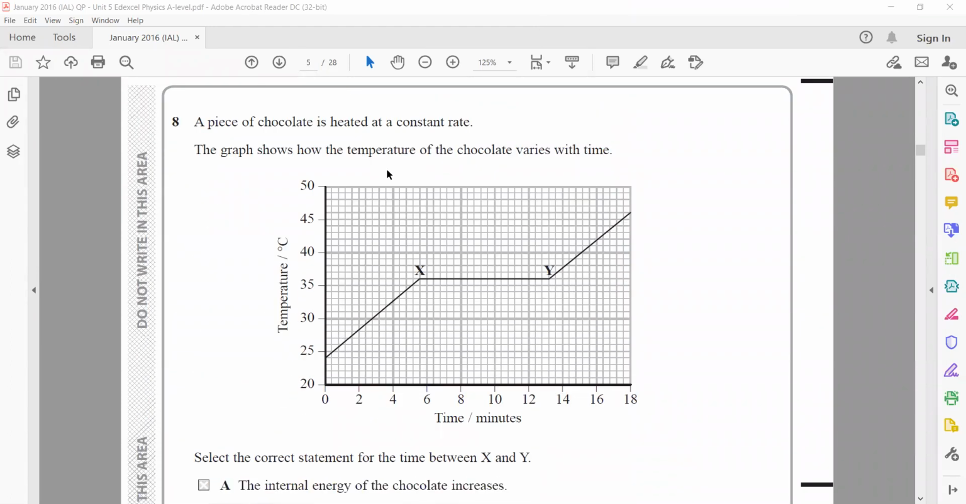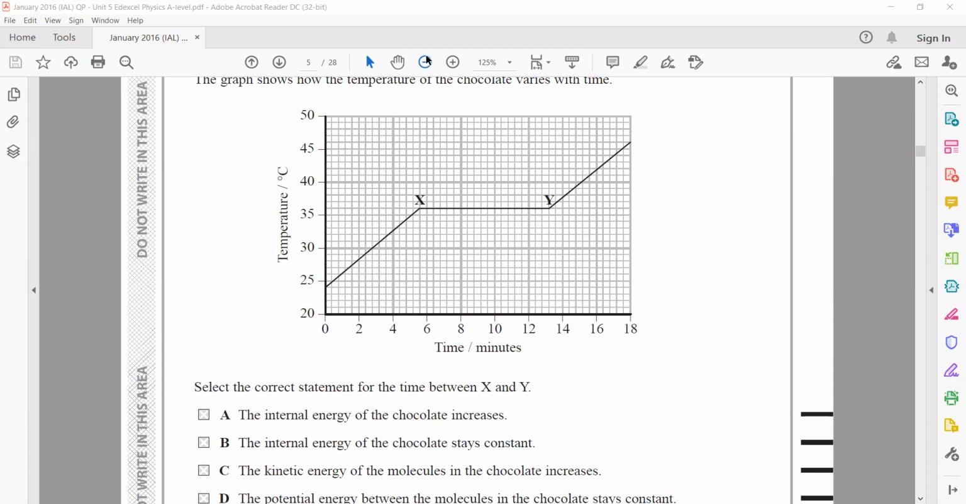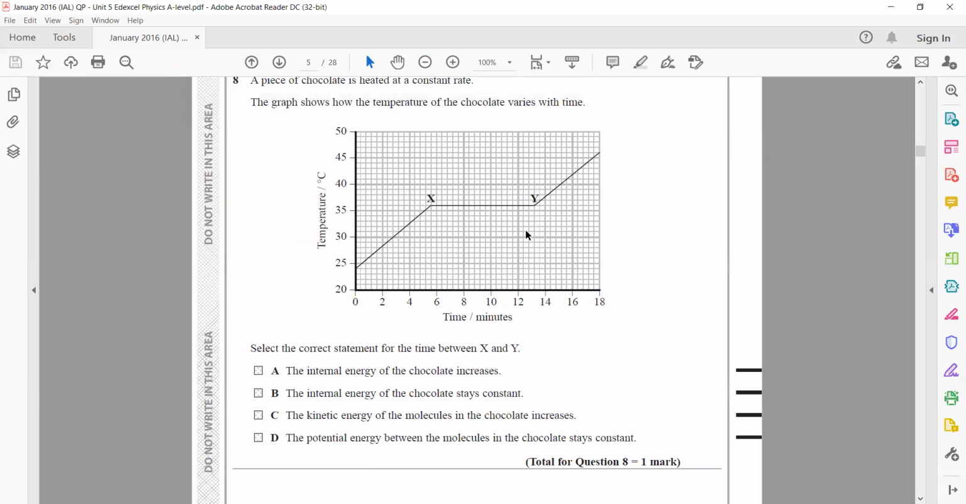A piece of chocolate is heated at a constant rate. The graph shows how the temperature of the chocolate varies with time. Select the correct statement for the time between x and y. So what happened between x and y? The internal energy of the chocolate is increased. Internal energy is the sum of potential and kinetic. Kinetic energy remains the same because the temperature is constant, but when we supply energy, potential energy is increasing. So the internal energy is also increasing. Why not B? The internal energy of the chocolate staying constant is wrong because the potential energy is increasing. The kinetic energy does not change, so that's also wrong. Potential energy between the molecules in the chocolate staying constant is also wrong.